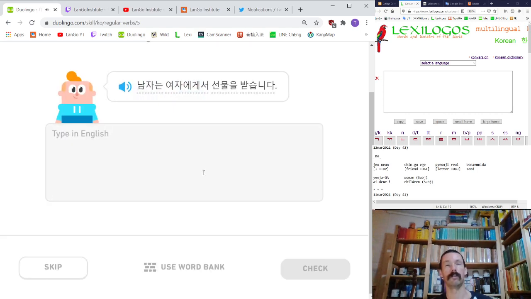남자는 여자에게서 선물을 받습니다. 여자에게서, 3 syllables, quite a case marker, just something like that. Grammatical marker at the end of that one. 남자는, the man, topic here. 여자에게서 선물을 받습니다. Receives 선물을, a gift. And this 에게서, say ablative, meaning from whom, from the woman.